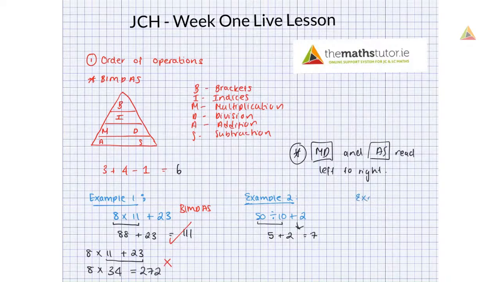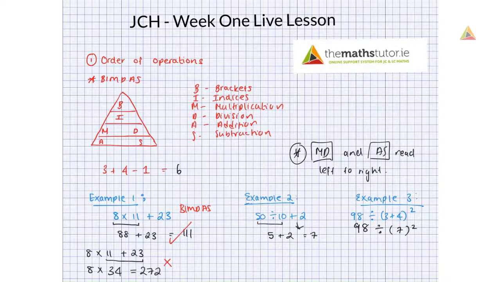So example 3. So this one is going to be 98 divided by 3 plus 4 squared. Okay, so let's look at this. This time you've got brackets, okay, and we know that brackets is done first. So that's the bit we're going to do first, what's in the brackets. So I'm going to bring it down to the next line. So it's going to be 98 divided by, so 3 plus 4 is going to be 7 squared.